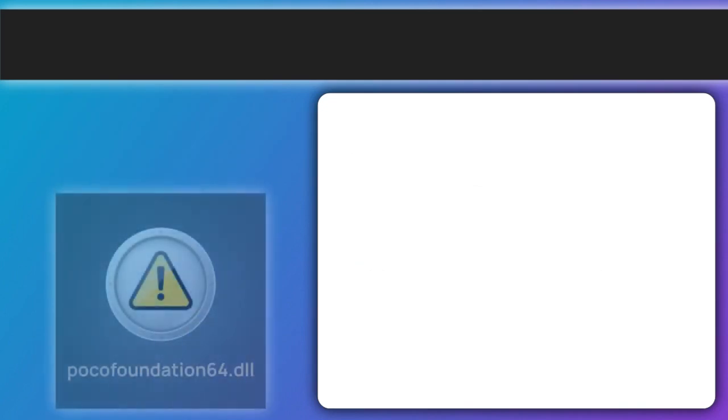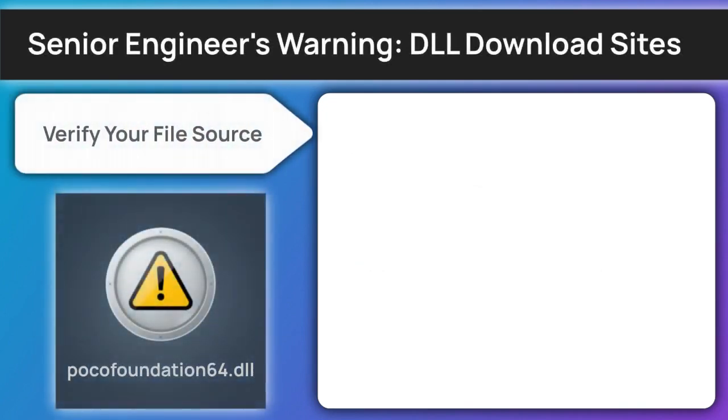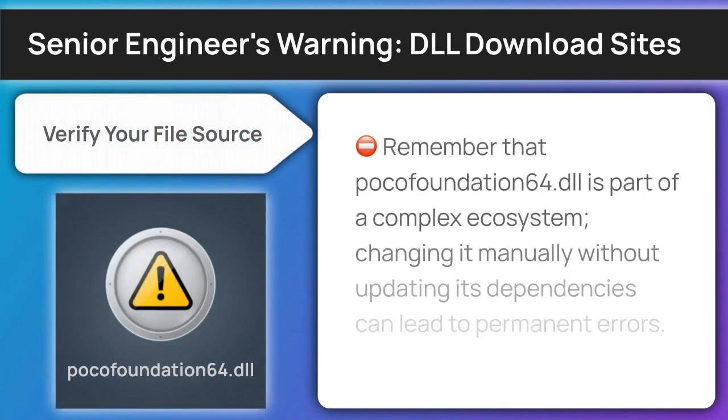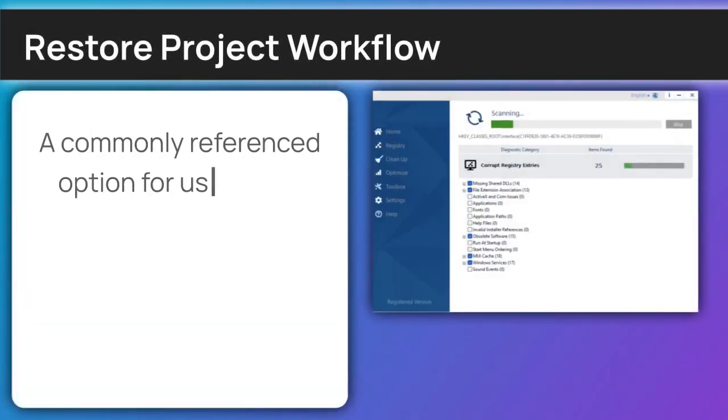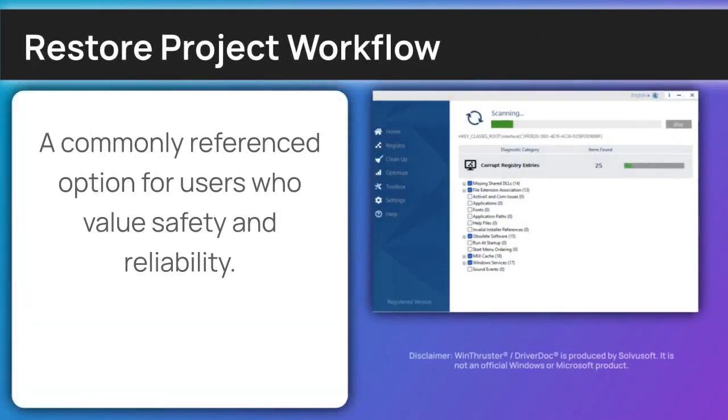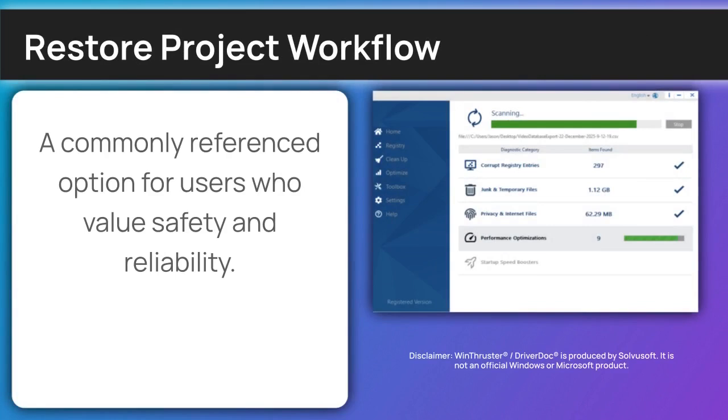To protect your system architecture, I have a few recommendations regarding file authenticity. Protect your PC by avoiding the temptation of quick manual fixes for POCO Foundation 64. Most free DLL websites are optimized for ad revenue rather than safety, often leading users to download harmful or obsolete software.